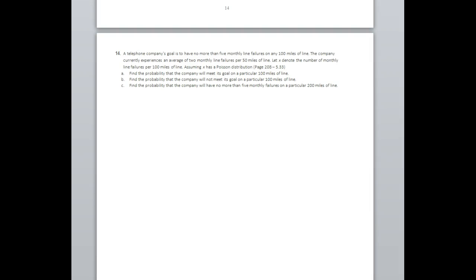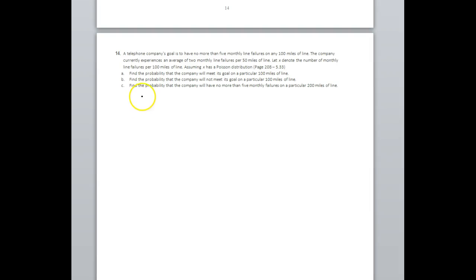A telephone company's goal is to have no more than 5 monthly line failures on any 100 miles of line. The company currently experiences an average of 2 monthly line failures per 50 miles of line. Let x denote the number of monthly line failures per 100 miles of line, assuming x has a Poisson distribution. Okay, so let's read A. Find the probability that the company will meet its goal on a particular 100 miles of line.